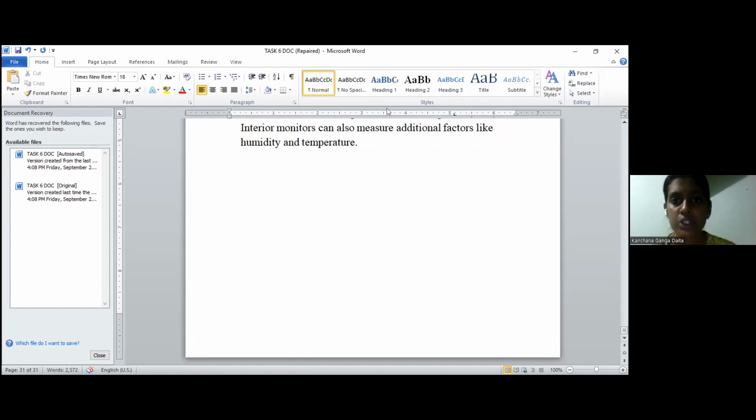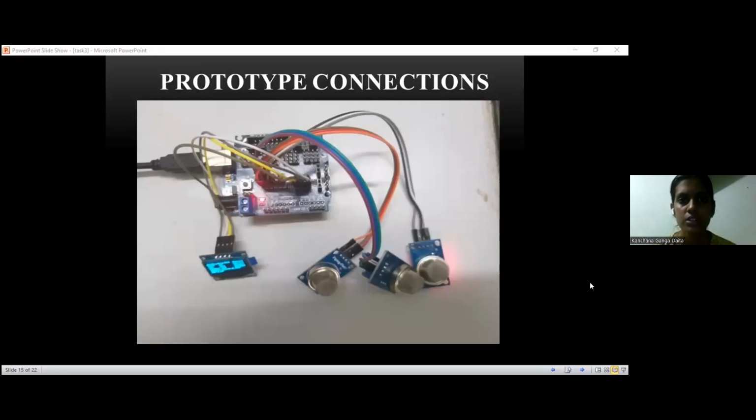Now let us switch to the presentation again. Here we get to see the prototype connections. As we have already said, these are the pins to connect each component to the Arduino. These are the three sensors we are using. This is a liquid crystal display. This is the Arduino board.